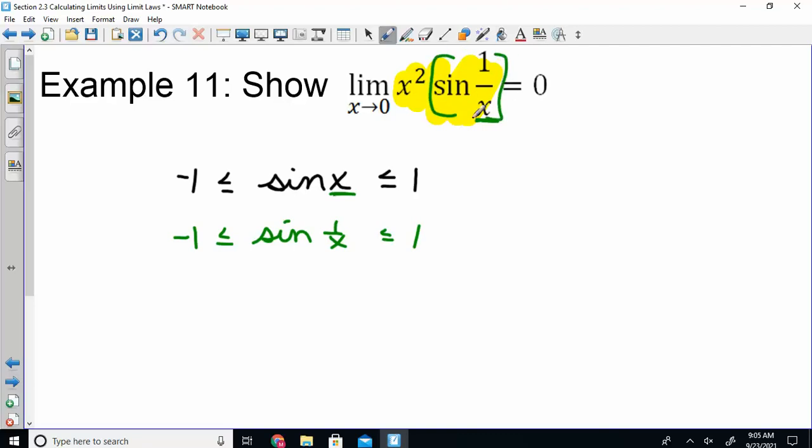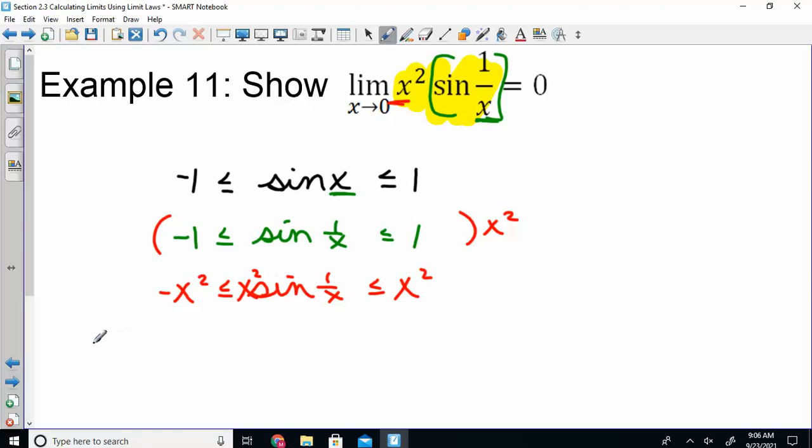Okay, so now I've got this sine of 1 over x, so the next piece I need is x squared. Now if you square something, it's always positive, right? So could I just multiply everything by x squared here? If I want to do it to the middle, I have to do it to the ends as well. So that means negative x squared is less than or equal to x squared sine of 1 over x, which is less than or equal to x squared. So I'm creating the function I want. I still can't do the limit of the middle, but can we do the limits of the ends? Yeah.